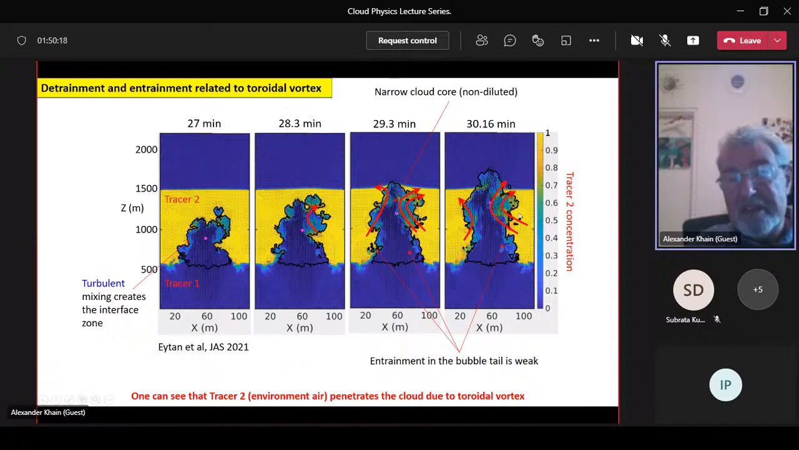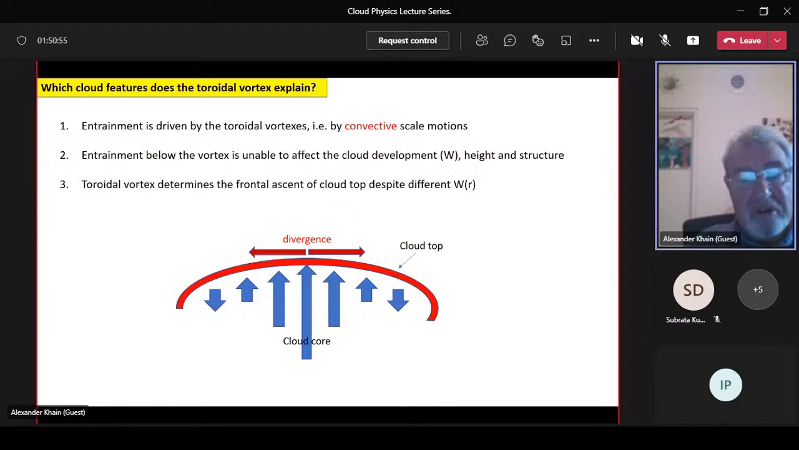At 30 minutes, we see even these areas of diluted air within the cloud are even larger because of the toroidal vortex. It is very interesting that we have here a narrow core, non-diluted, undiluted. So we can see that environment air penetrates the cloud due to the toroidal vortex.